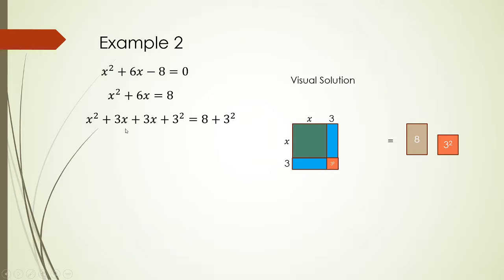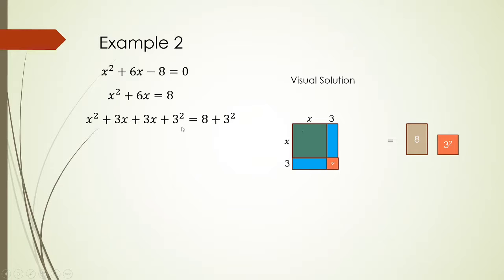Now, the equation will become like that. X squared plus 3x, which is 3 and x, and 3 and x. Okay? So 3x and 3x are the blue ones, and then the 3 square is the orange one. And this side also plus 3 square. So actually we complete the square, make the square complete by adding 3 square. Once we add this very small square, this will be a complete square and we can do the square root.